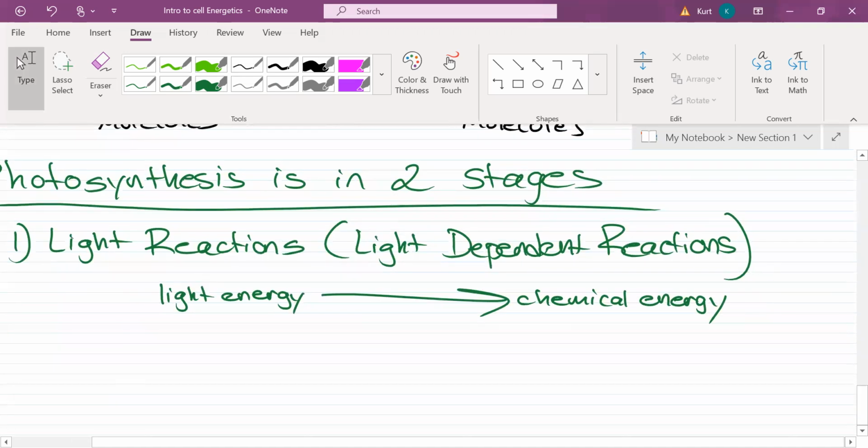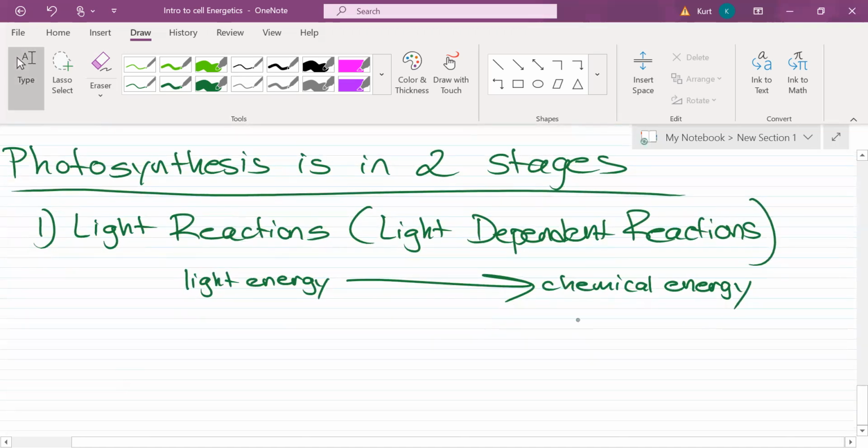Now, you have to know a little bit more than chemical energy. One form of chemical energy is ATP. What does ATP stand for? Adenosine triphosphate.